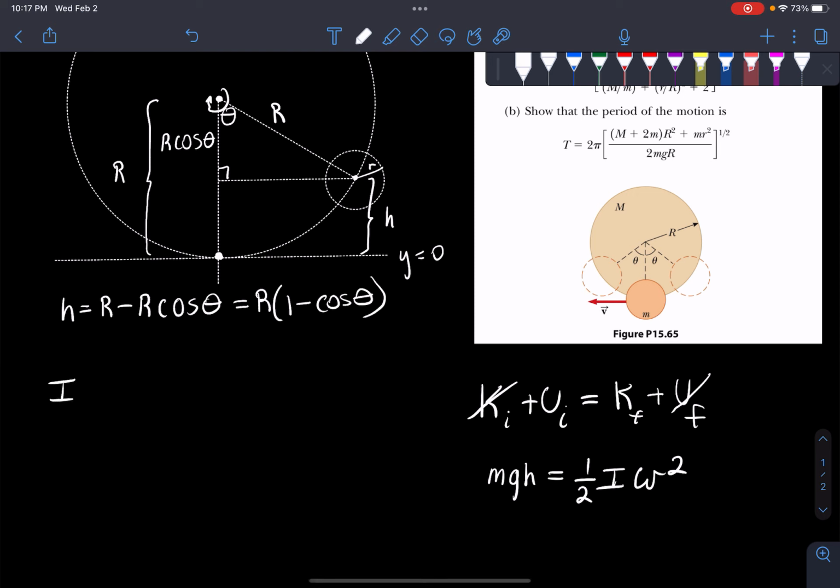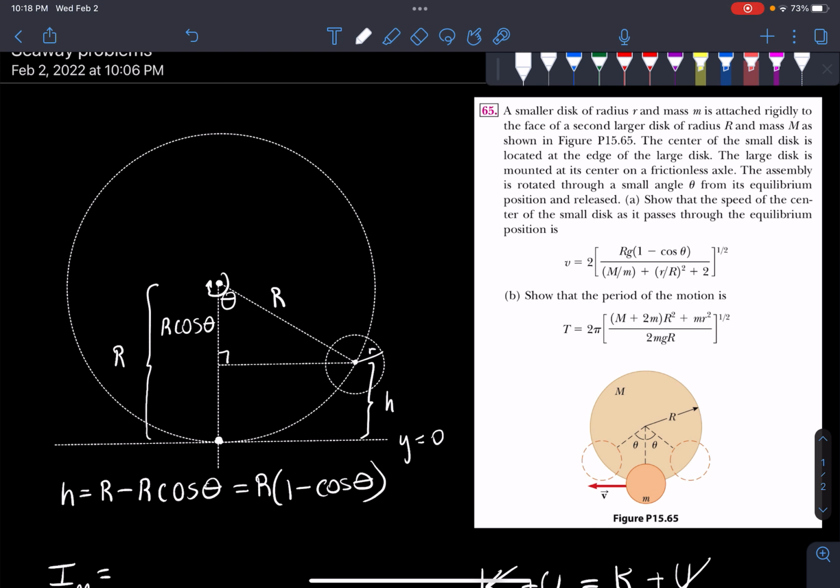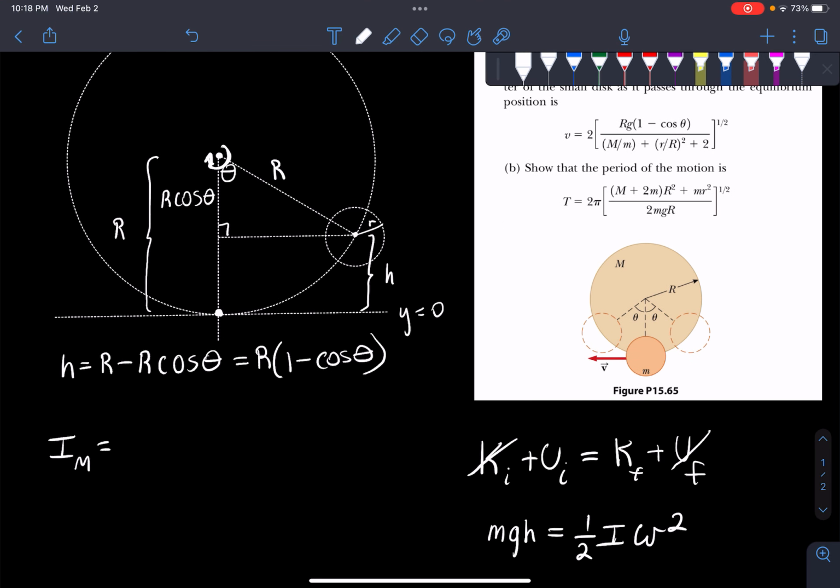moment of inertia for the big mass, capital M, is, well, so it just says, let's see, a second larger disk of radius capital R and mass capital M, and we're rotating about its center right here. So without going into a derivation, you could just find this on any table of moments of inertia. The moment of inertia of a solid disk rotating about its center of mass is 1/2 times the mass times the radius squared, like that. Okay, that one's not so bad.